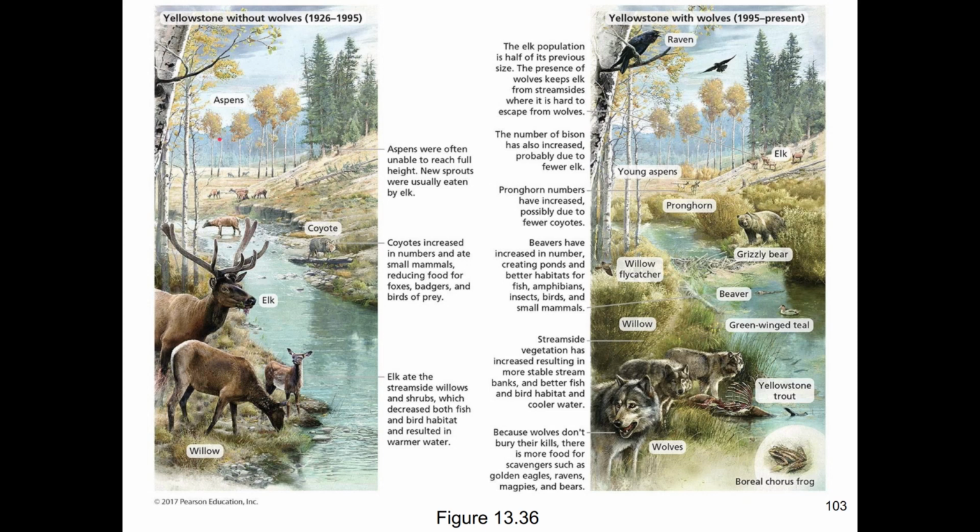And then somebody wondered, hey, what would happen if we brought some wolves back? And they did. And the wolves ate the coyotes and chased a lot of the coyotes out of the park, which allowed pronghorn antelope to show up. Because there were more wolves, there were fewer elk, so there was more aspen. The elk population is half of its previous size.